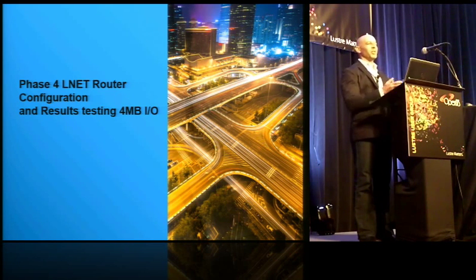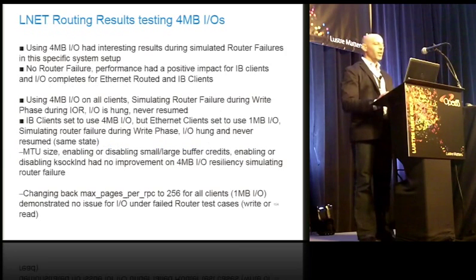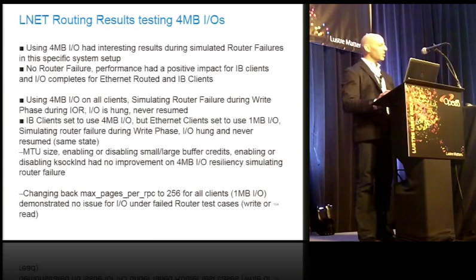So I wanted to go through the initial testing of what happens before the patch landed and then after the patch landed. What changed was just the max pages per RPC went from 256 to 1024. So what happens during LNET routing when you change just that one client tuning from 256 to 1024 and simulate router failure without this patch in place, what happens to the file system is quite detrimental, not just to the routed side, but to the entire file system.